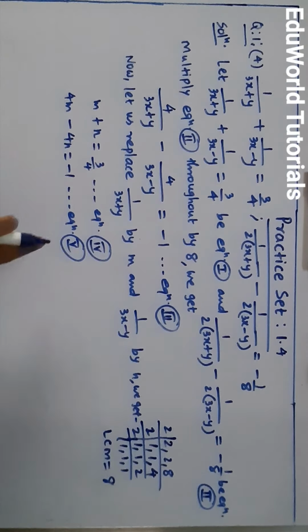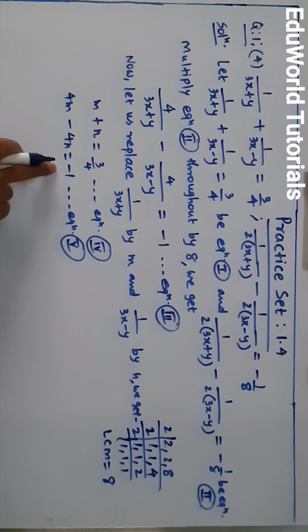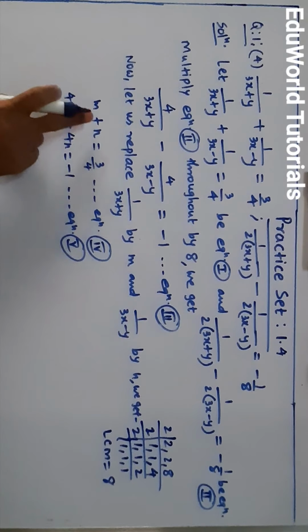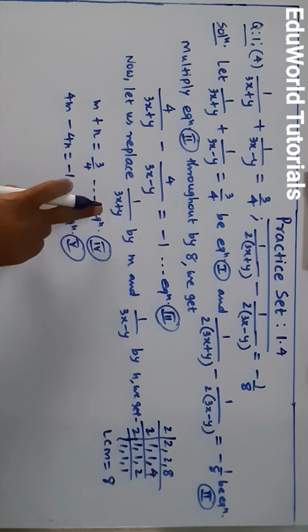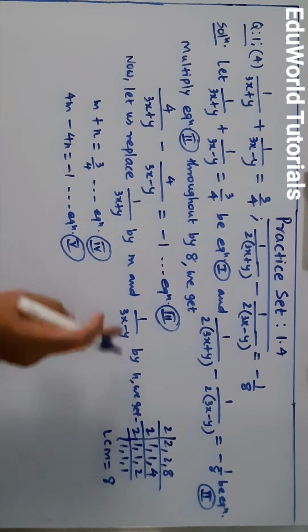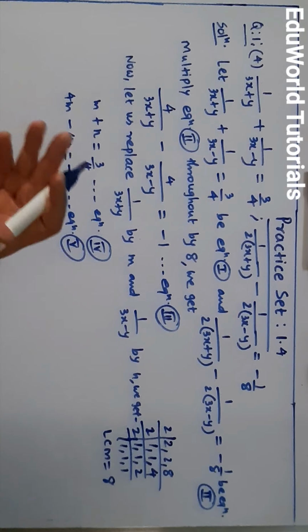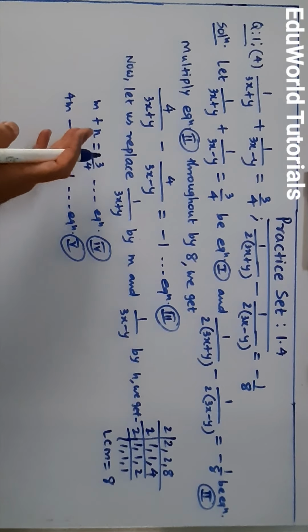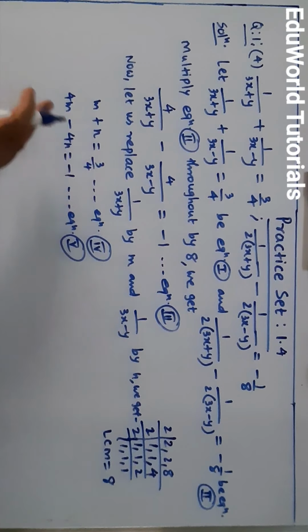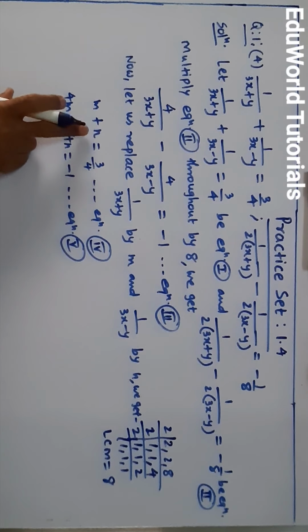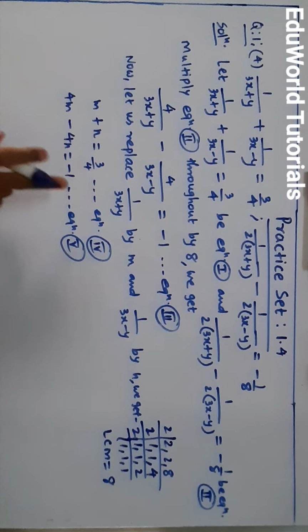So the first and third equations are changed to this form, m plus n equal to 3 by 4 and 4m minus 4n equal to minus 1, because 1 upon 3x plus y is m, we decided to replace, and 1 upon 3x minus y is n. So I got these two new equations. Now we can use any of the methods, like substitution method, elimination by equating coefficients, or Cramer's rule, to solve these equations. We will prefer to solve by substitution method. What I will do is get the value of n, or the value of m, from equation number 4.